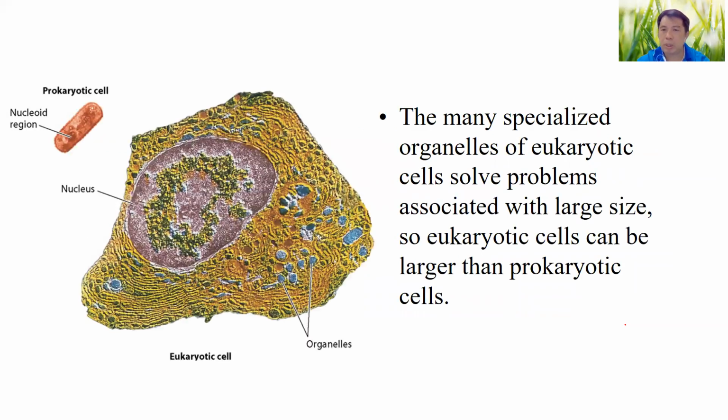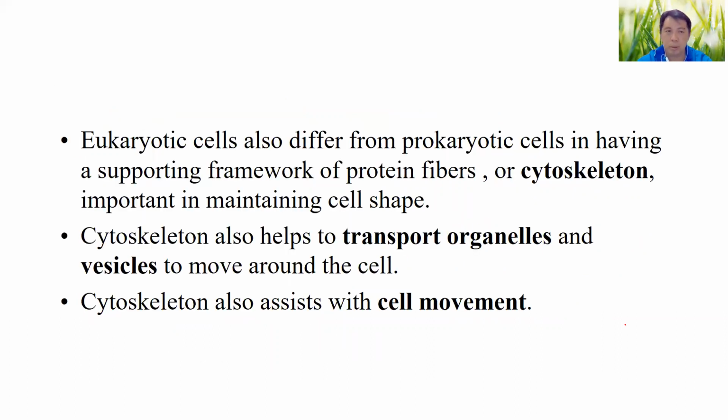The many specialized organelles of eukaryotic cells solve the problems associated with large size. So eukaryotic cells can be larger than prokaryotic cells because they contain a large number of organelles, which are required for cell survival.